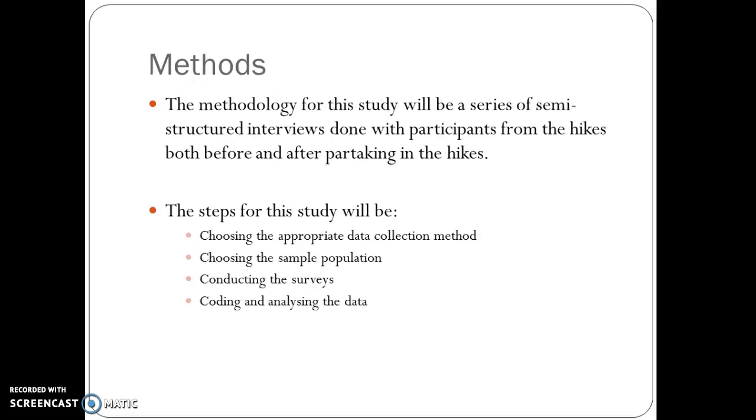So the methodology for this study will be a series of semi-structured interviews done with participants from hikes before and after partaking in the hikes. The steps for the study, which I will talk about individually as the presentation goes on, will be choosing the appropriate data collection method, choosing the sample population, conducting the surveys, and coding and analyzing the data.